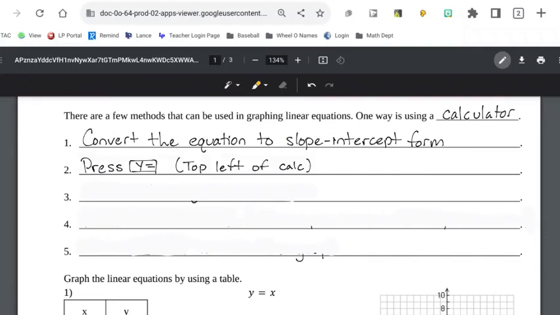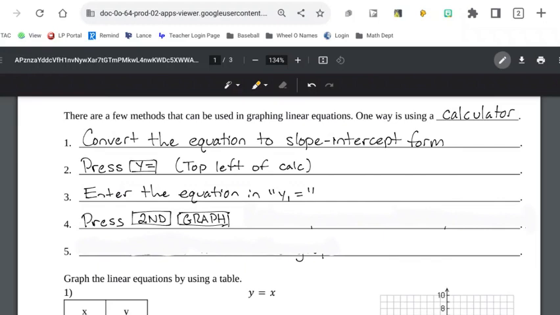Step 2, press y equals in the top left of your calculator. Then you're going to enter the equation in the y1 equals section. Step 4, press second and then graph. And you want to choose points. Sorry, let me take a step back there. So after you press second and graph, you're going to see a table with all these coordinates.